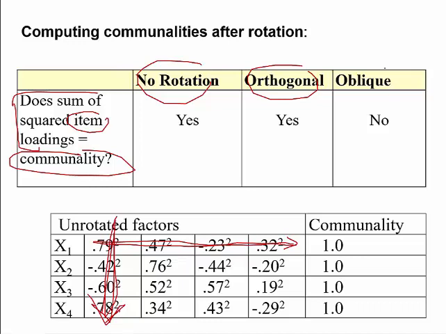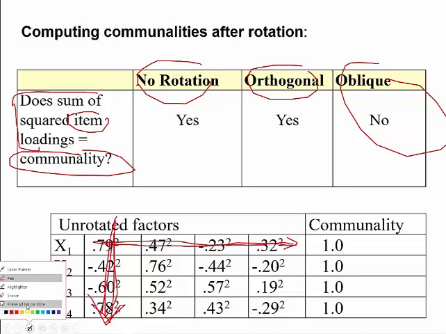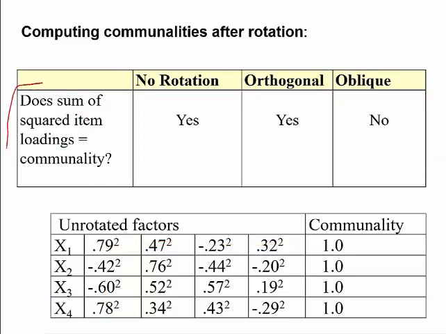But if I'm doing oblique rotation, I simply wouldn't do that. That would not give me a meaningful value. So the question, does the sum of the squared item loadings equal the communality? If I'm doing no rotation, yes it does. If I'm doing orthogonal rotation, yes it does. But if I'm doing oblique rotation, no, it doesn't. It doesn't give me something useful or meaningful. I would not do that with oblique rotation.